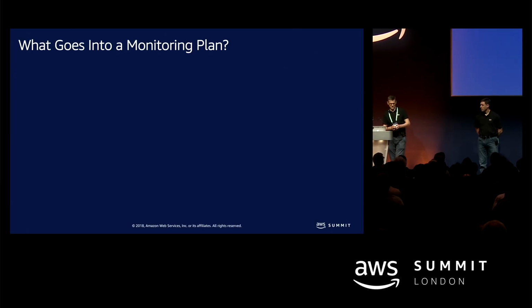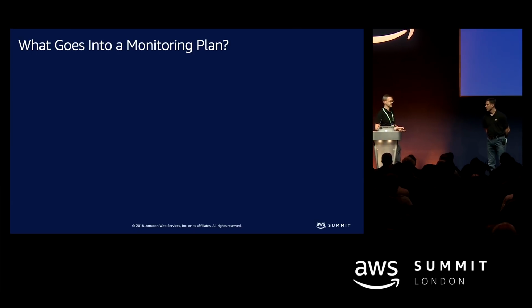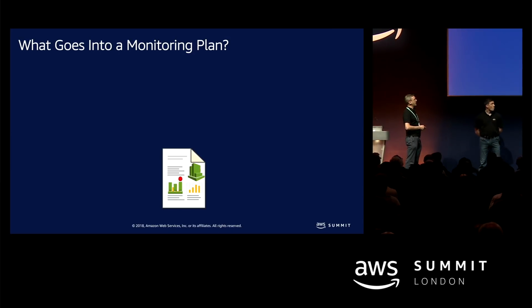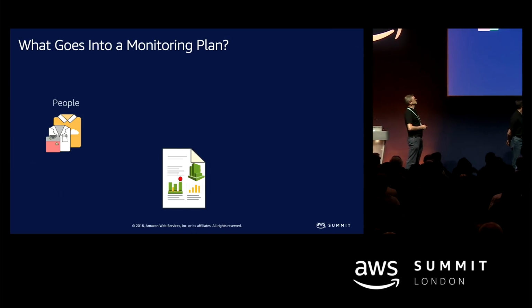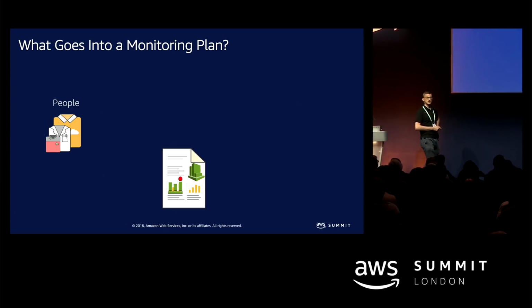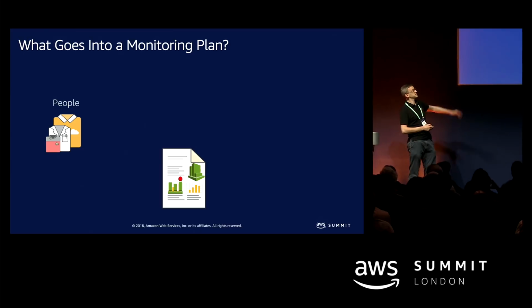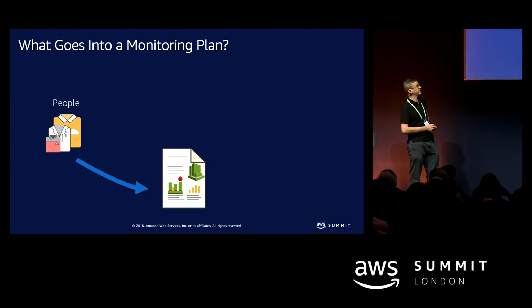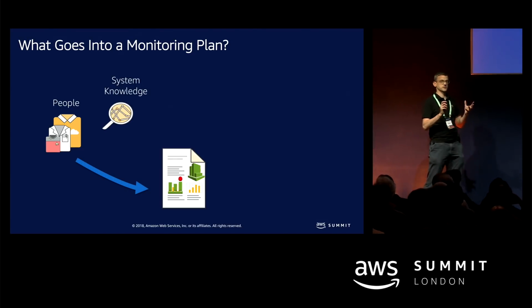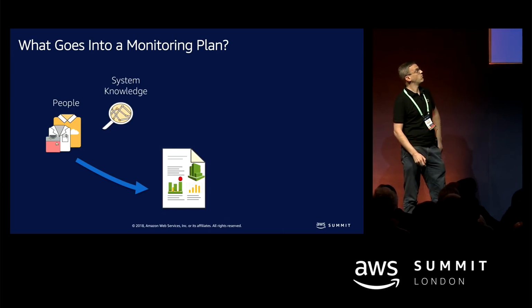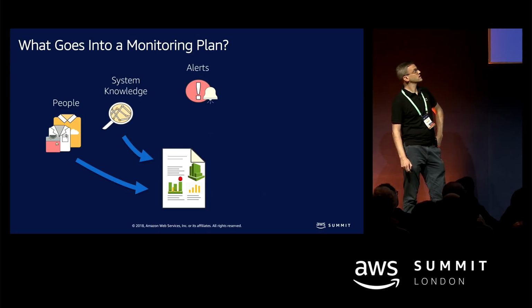Right, so what goes into a monitoring plan? What are the components of this thing? What even is this thing? Essentially, it is one of these. And human beings, so thank you for coming. We're going to talk about people of various different t-shirts. They're going to go in there. We're going to talk about your knowledge of your systems, how much you know about what you've got in your estate. That's going to go in there.